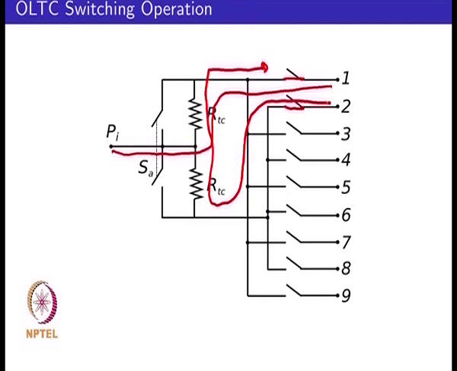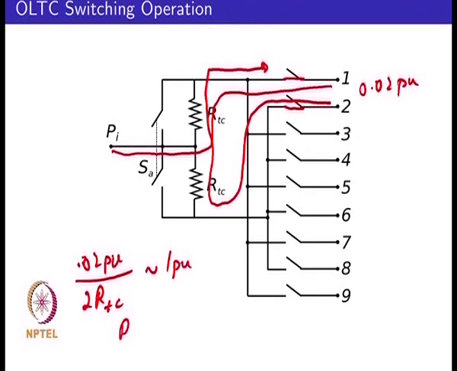If you want to limit this particular current to be less than 1 per unit, we know that the voltage over here is 0.02 per unit. So you want 0.02 per unit divided by twice RTC to be roughly your 1 per unit current, which means that your RTC is about 1% resistance. It also meets the criterion that when you open the switch, you will not have a large drop across that particular resistor.